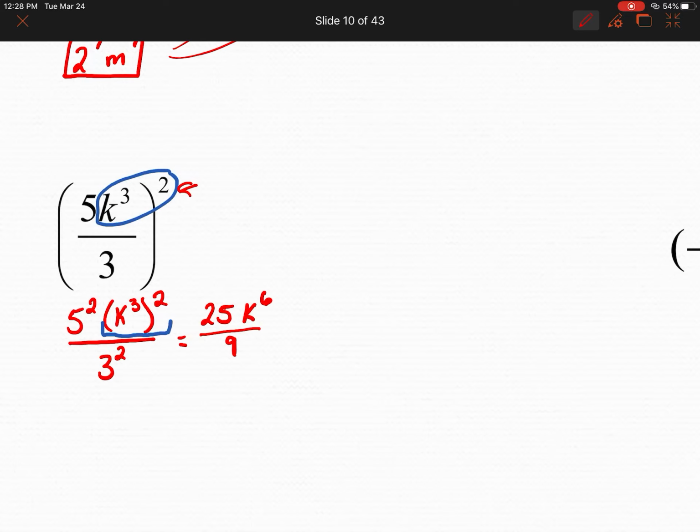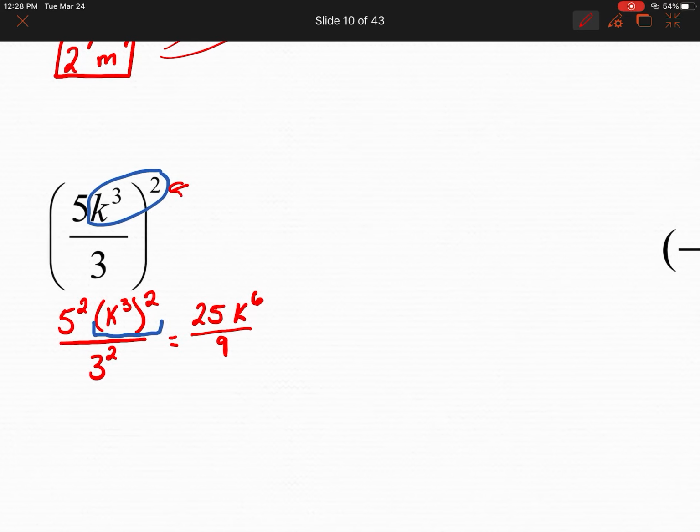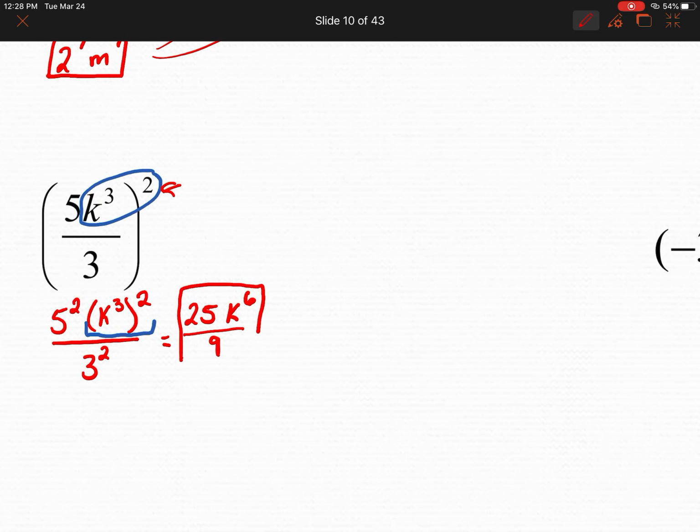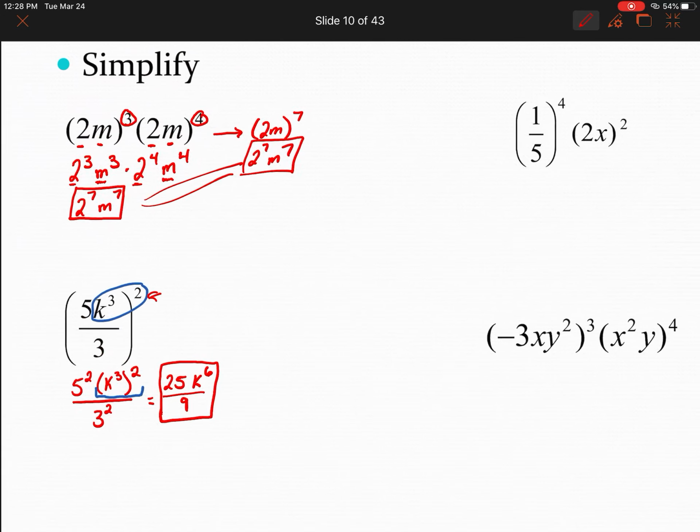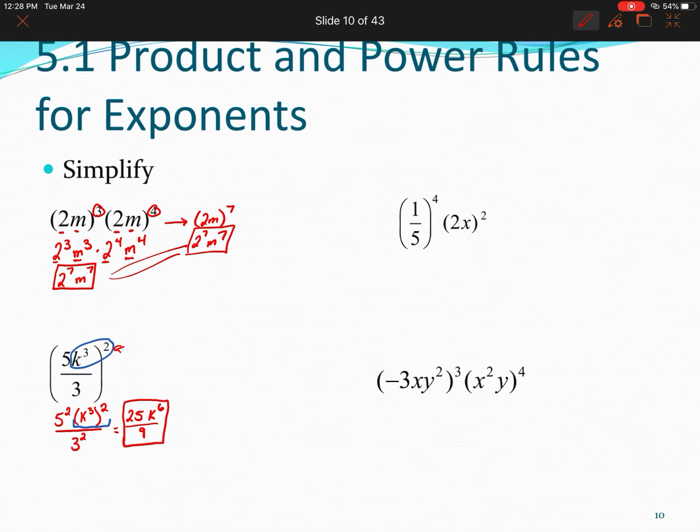But we also don't have the product rule that can be applied, because the product rule says if we're multiplying and we have the same base, and well, we don't have different sets of k's being multiplied or multiple bases of 9 or 25 being multiplied. And so this must be our final answer.